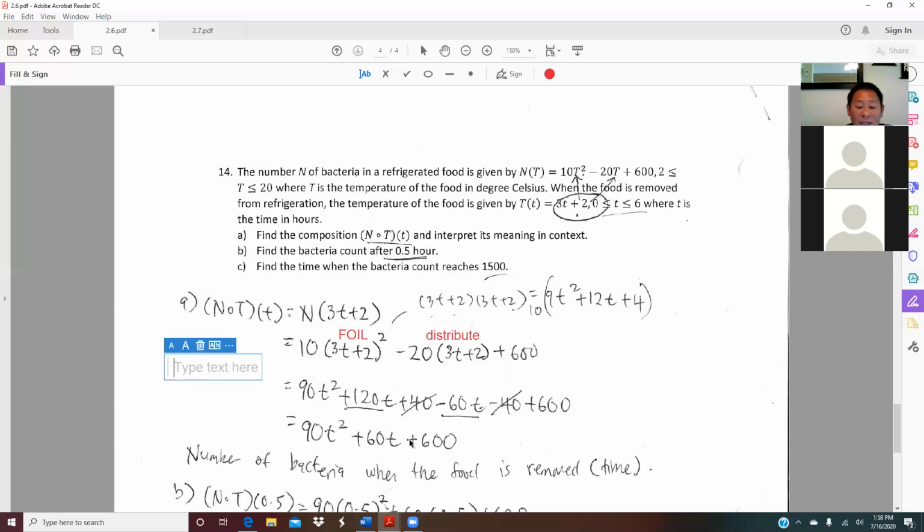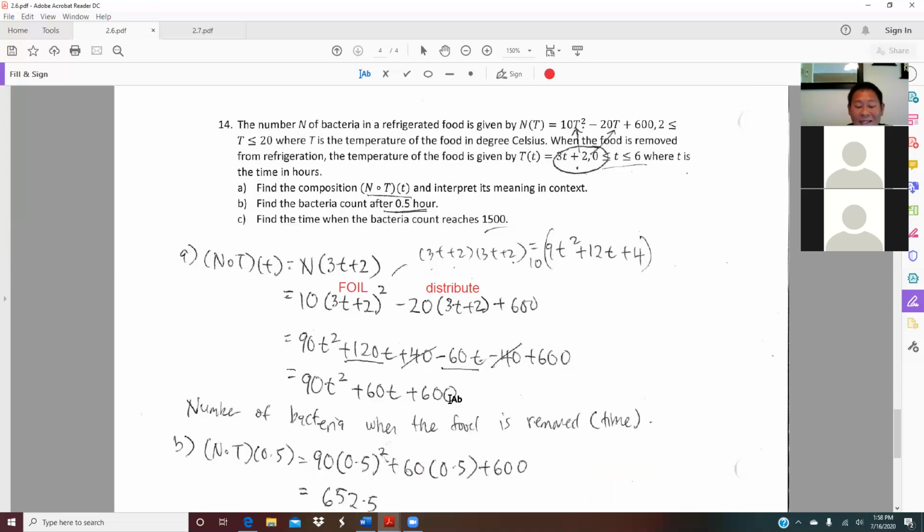And then what you notice is the 40 and 40 can cancel. You combine like terms. So you got this 90t² + 60t + 600. So this is the N(T(t)) that we find.